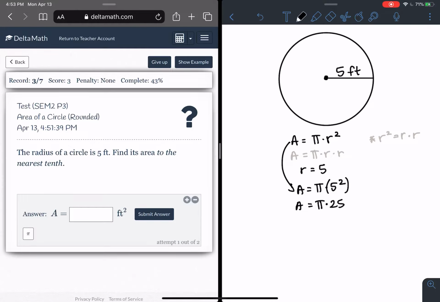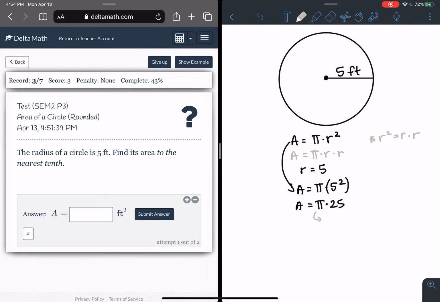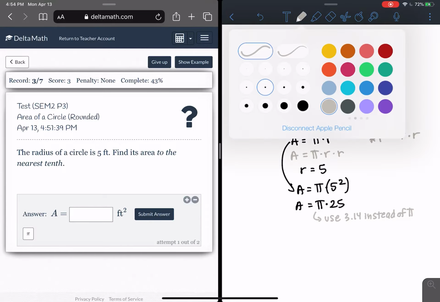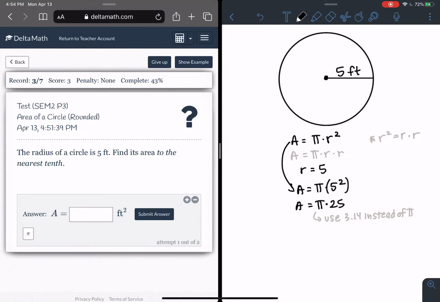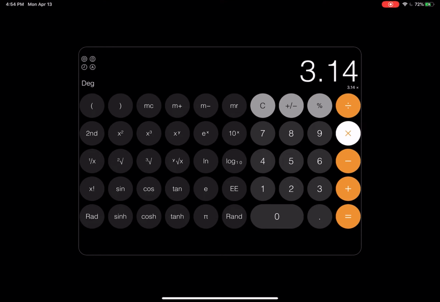And now that the question is asking us to round, we can use that special number. We can use 3.14 instead of pi if we want to approximate. Okay, so this is a point where we can grab our calculator. I'm going to use 3.14 times 25. So on the calculator, 3.14 times 25 is equal to 78.5.